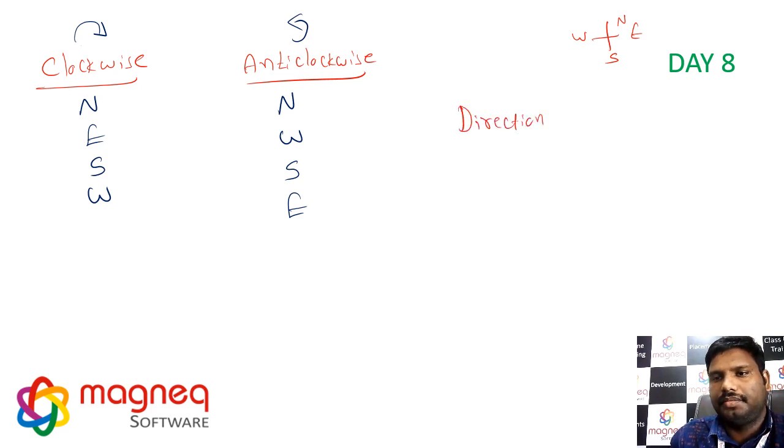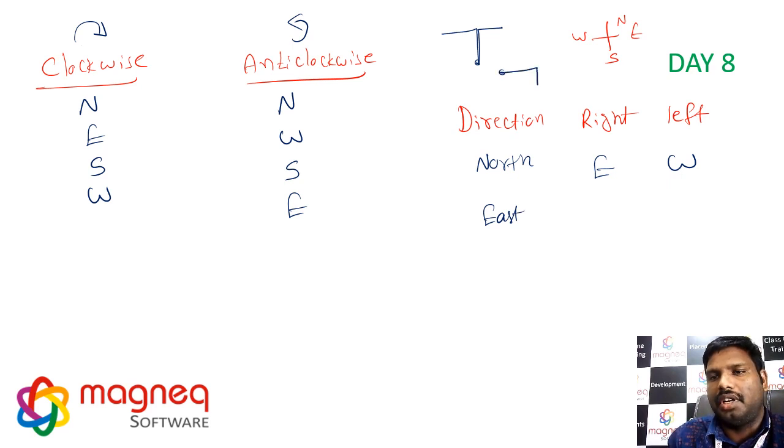Next, direction: turn right and turn left side. For example, first one north direction. Person is moving to north direction, turn right side, so direction east. Person is moving to north direction, turn left side, so direction west.